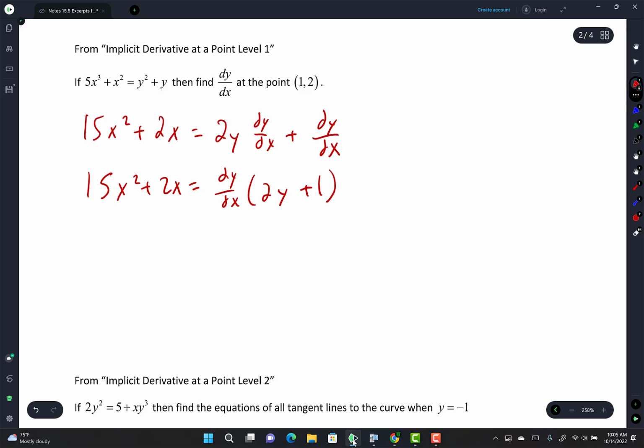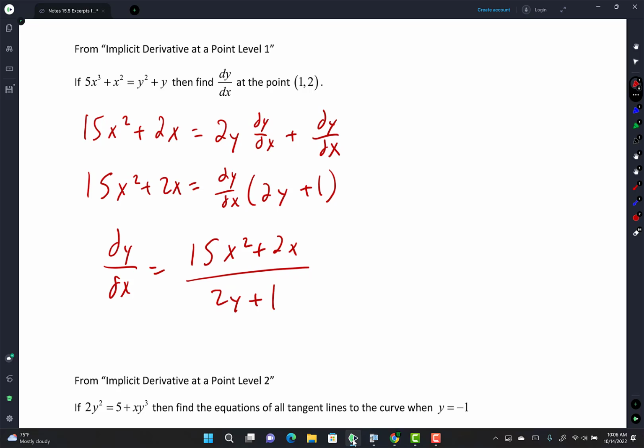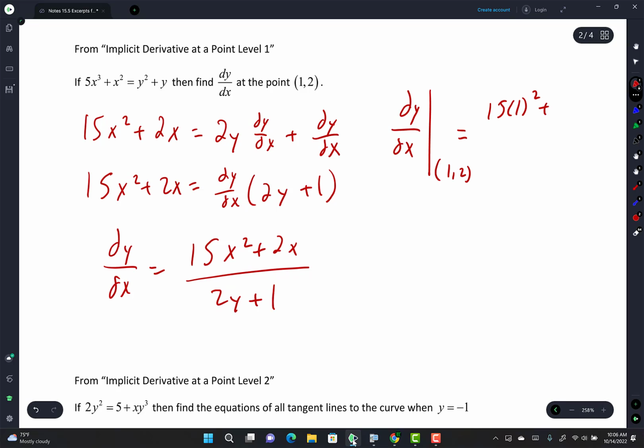That's the most common mistake. You don't put the plus 1. Now I'm going to what? Divide. So I'm going to write it like this. dy/dx equals (15x squared plus 2x) over (2y plus 1). Then if you want to be proper, I know right now you don't have to be proper. You can just put equals and then substitute. But if you want to get in the habit of having good habits, write dy/dx, put a line, ordered pair, put 1 comma 2, close it, and then just plug in. 15 times 1 squared plus 2 times 1, over 2 times 2 plus 1. Let's see what that is.